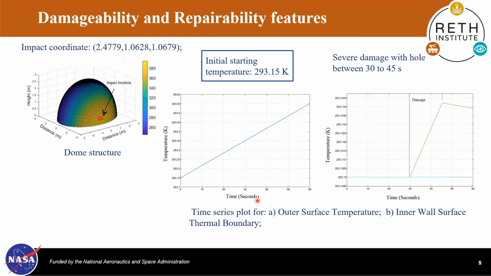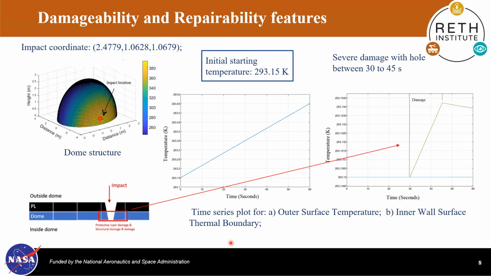the first plot. Similarly, in the second plot, we can see that the temperature of the inner wall is constant up to 30 seconds, and then it increases due to the damage until the 45 second. After that, due to the repair, the temperature tries to retreat to the original condition.